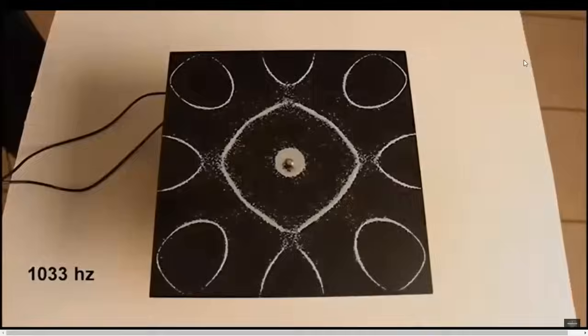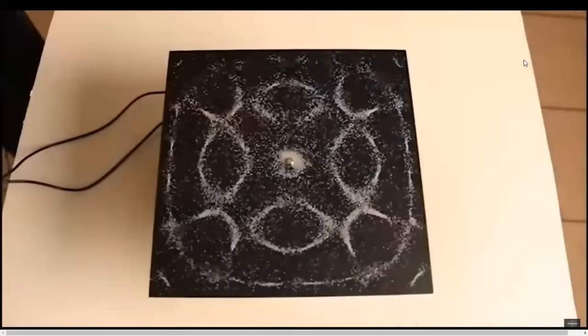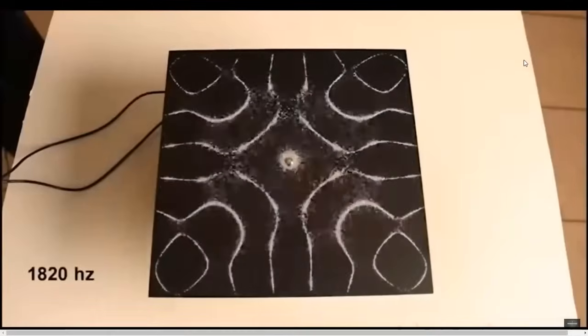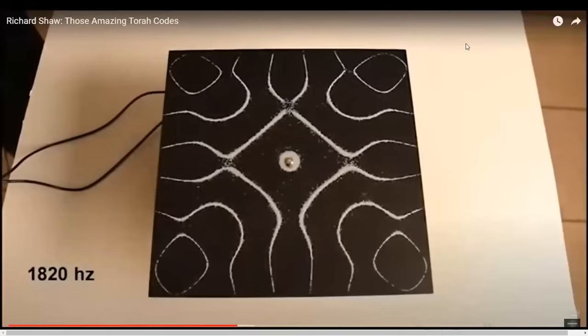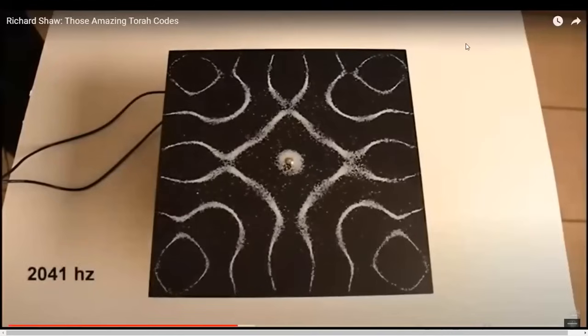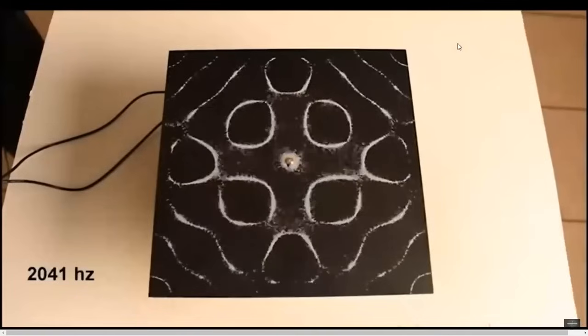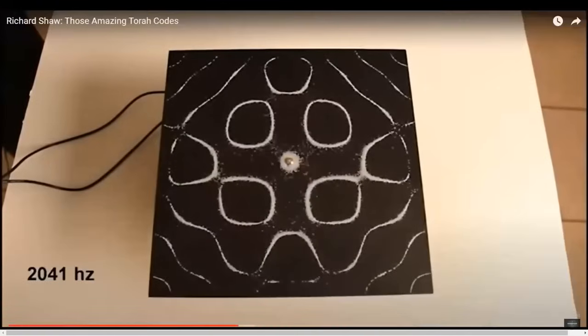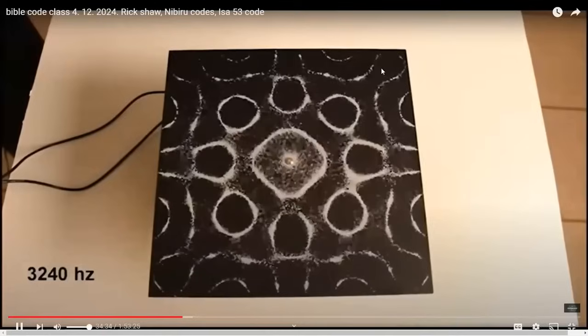It's all natural. It's in nature. It's the way things work. The Torah codes work just the same way, except they're doing it in software. The size of the ELS means it's going to be horizontal, vertical, backwards, forwards, whatever. You can see how elaborate it gets at higher frequencies.